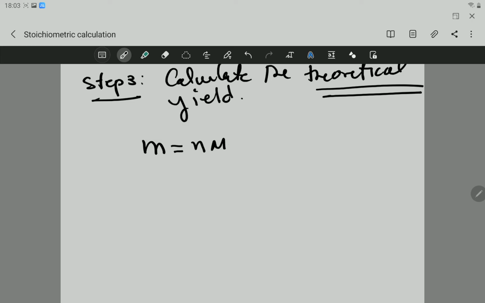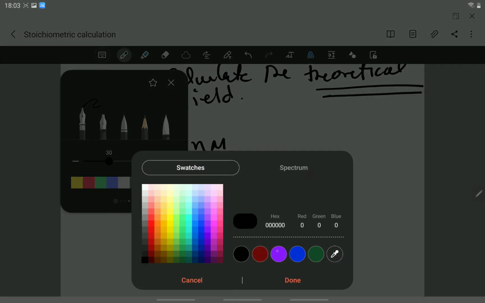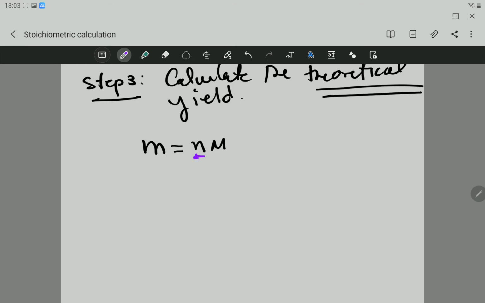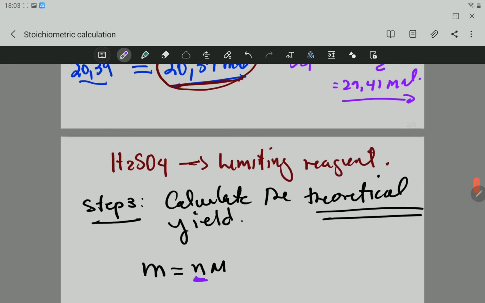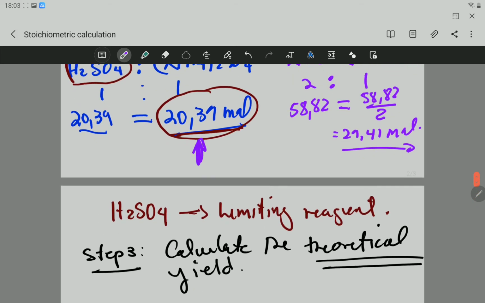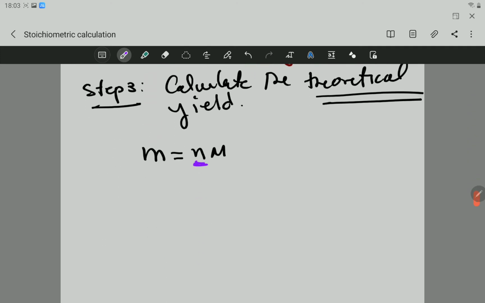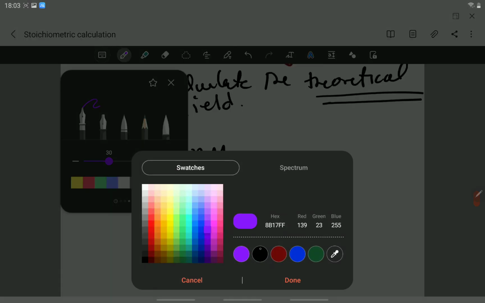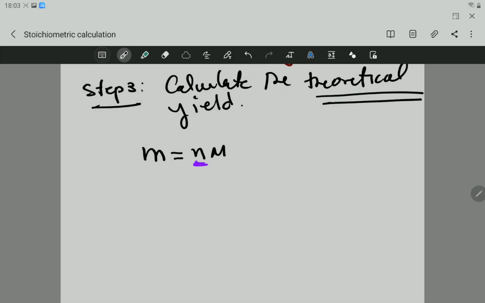All right? So, what is the number of mole that we are going to use? We are going to use the number of mole that we get with the theoretical yield. That is the number of mole we're going to use here. So, it's 20.39. So, the number of mole is 20.39 mole. Now, for the molar mass, let's get the molar mass.